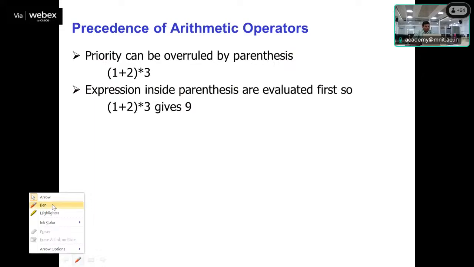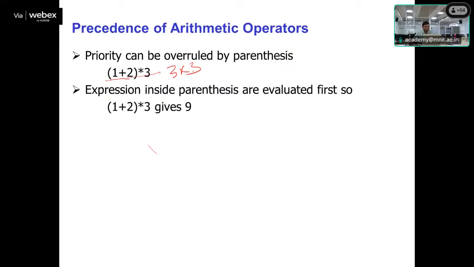For example, you can check here, we have the priority to apply that operator. Here you can see that we have the operation 1 plus 2 in brackets multiplied by 3. So always the parentheses are applied first: 1 plus 2 is computed and then multiplication takes place. The expression inside the parentheses is evaluated first, so we get 1 plus 2 which comes as 3, and then 3 into 3.